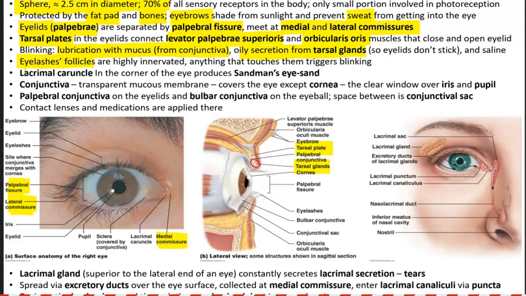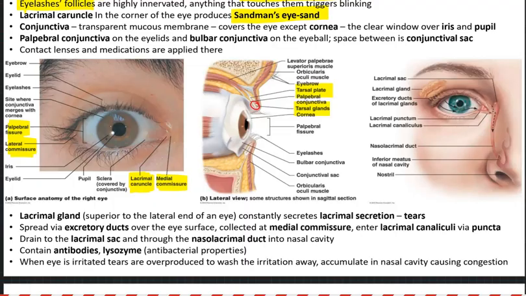Now, this is one of my favorite portions. So there's the lacrimal caruncle, which produces Sandman's eye sand. You know when you wake up sometimes, and there's a little tiny, yellow-colored scruple in the corner of your eye? That's absolutely normal. That's Sandman's eye sand. Okay? Now let's get to conjunctiva.